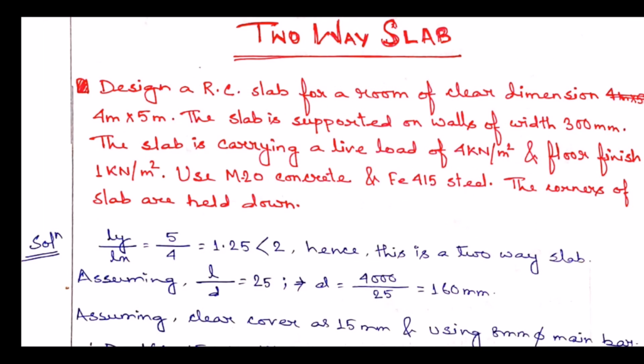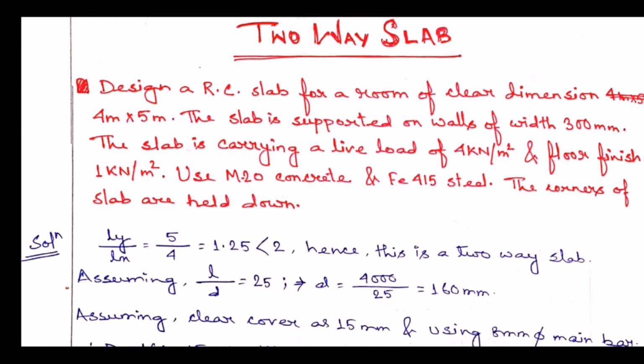So let's start to solve the problem. Ly by Lx is equal to 5 meter by 4 meter. Ly is the longer span, that is 5 meter, given in the question, and Lx is the shorter span, that is 4 meter, also given in the question. That is equal to 1.25. So this is less than 2. That means this is a two-way slab. We have to design the slab as a two-way slab.